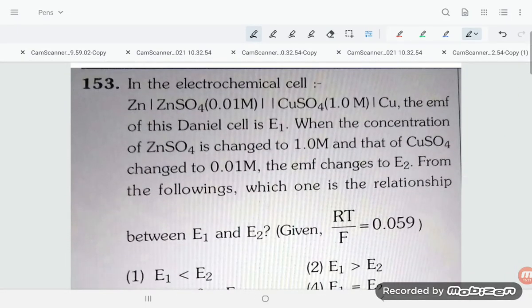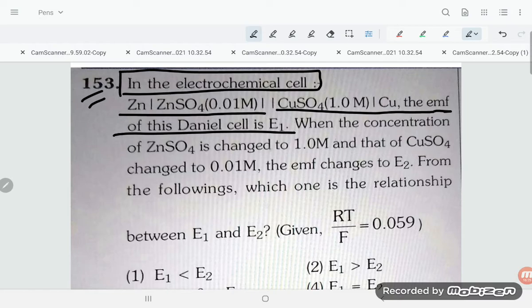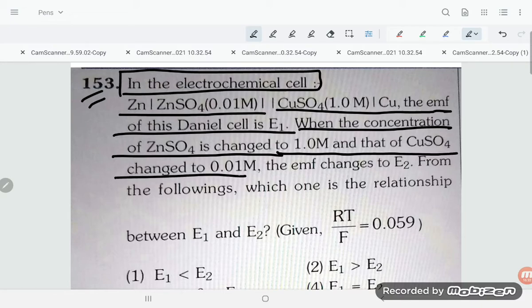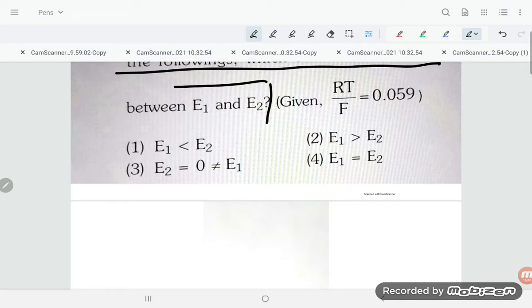Now let us move to 153. Problem number 153. In the electrochemical cell, this is the electrochemical cell, zinc sulfate, copper sulfate, and copper is there. The EMF of the Daniell cell is E1. When the concentration of zinc sulfate changes to 1.0 molar and that of copper sulfate changes to 0.01 molar, the EMF changes to E2. From the following, which one is the relationship between E1 and E2? Given RT by F is equal to 0.0591. Okay, this is there, so let us try to solve it, students.